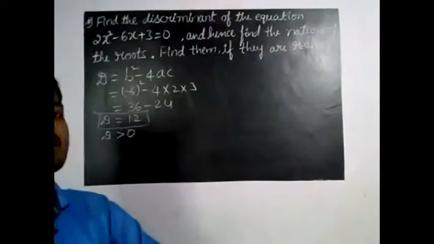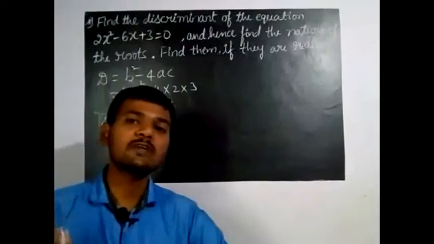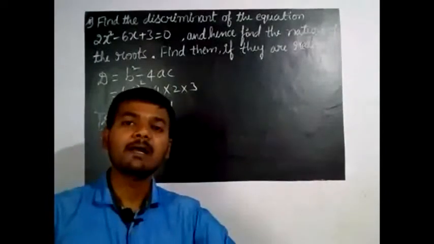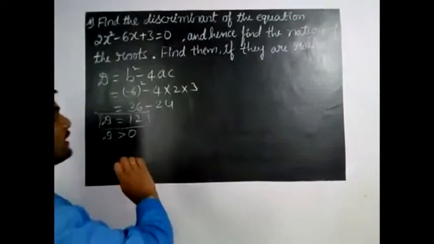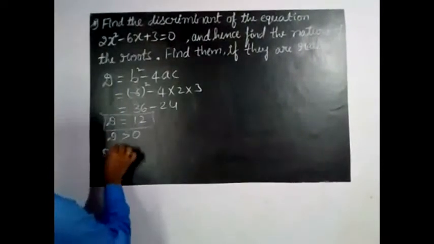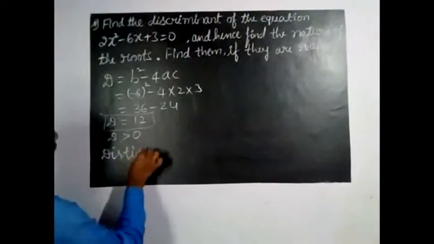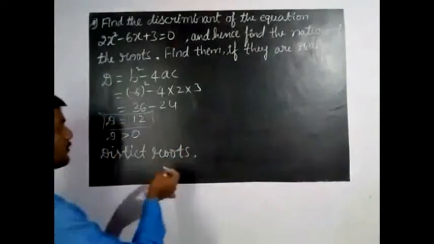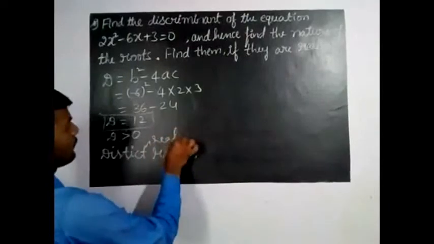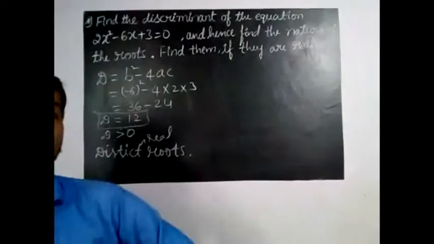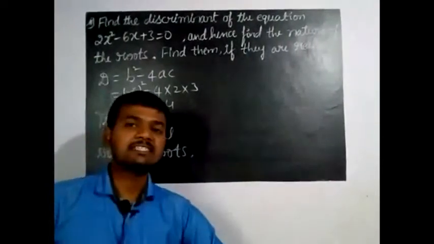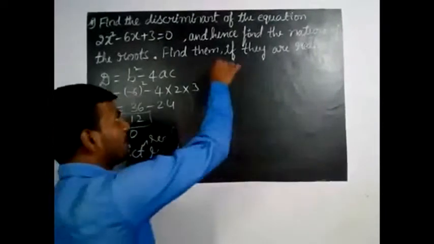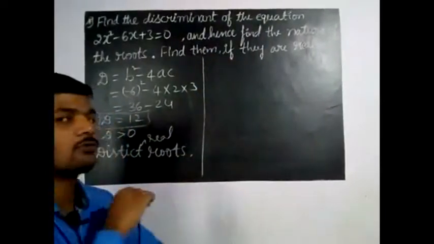Okay, if d is greater than 0, then the roots are distinct, distinct real roots. Roots being distinct and real is the nature of the roots, and let us find them because they are real, so we have to find them.